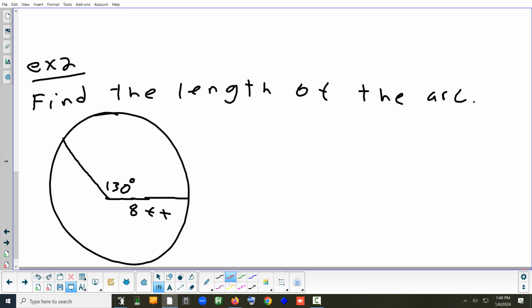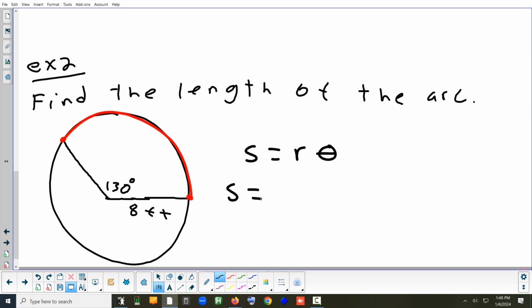All right. So this time, more of a visual. That's what you're solving for. Okay, so what's the formula that we're going to use? S equals R theta. So definitely we need to know that. Now it says find the length of the arc. So what letter are we solving for? S. Yep, so we're solving for S again.